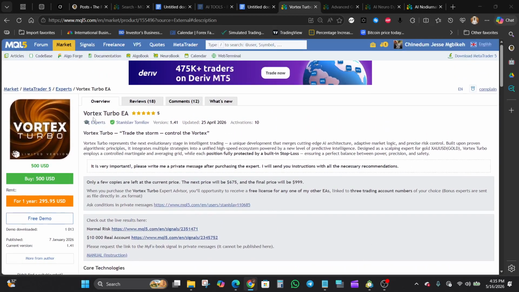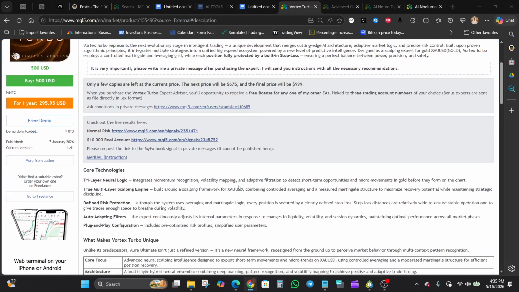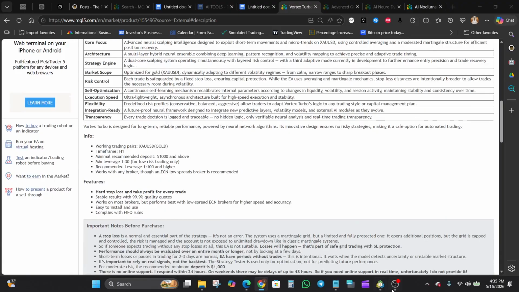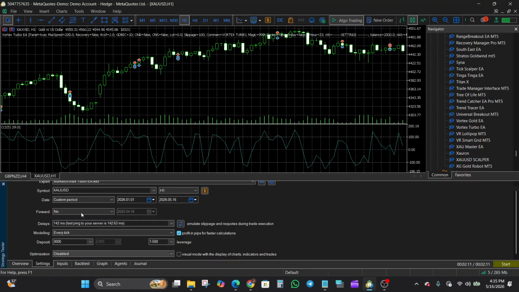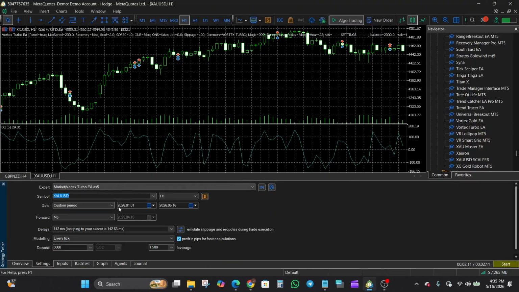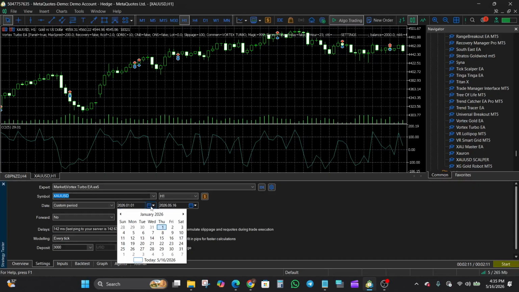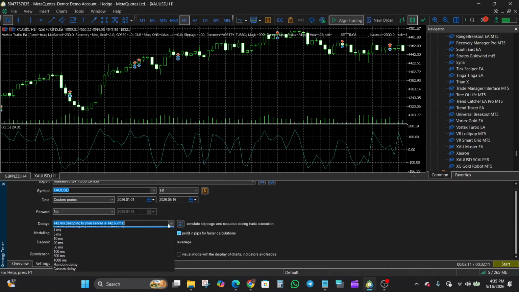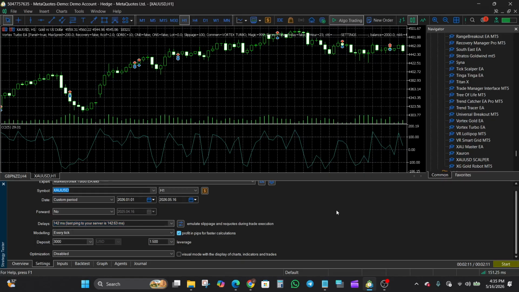I have already tested the Vortex Turbo EA on the recommended asset, which is gold, and on the recommended time frame, which is H1. So we can see that here: Vortex Turbo, symbol XAUUSD, H1 time frame, and the test was run over about 4.5 months from the beginning of this year till date. As for delays, we are using the last ping to the server, with every tick modeling for better accuracy.